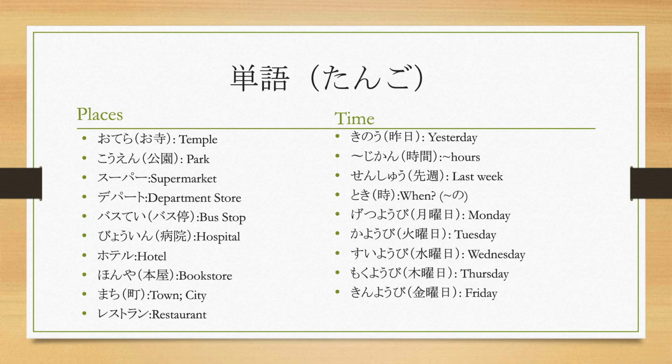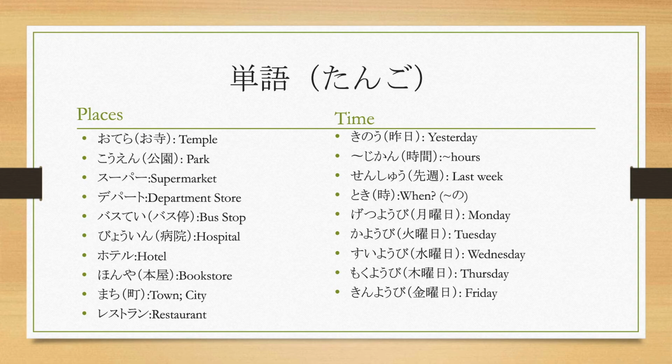Otera, temple. Koen, park. Supa, supermarket. Depato, department store. Basutei, bus stop. Byoin, hospital. Hoteru, hotel. Honya, bookstore. So you guys recognize the word hon as book.